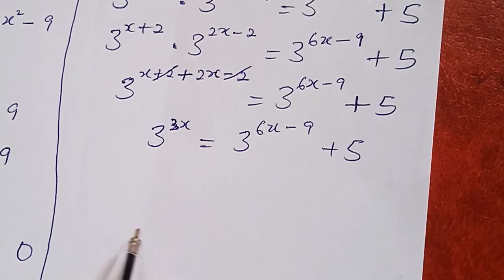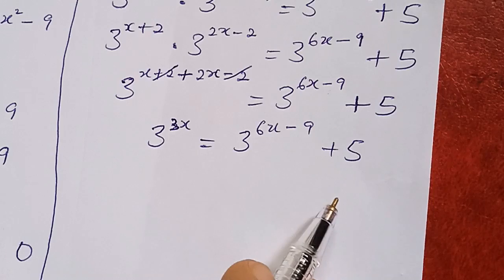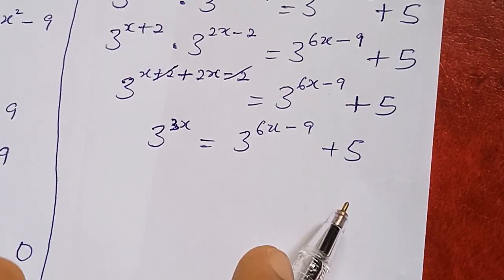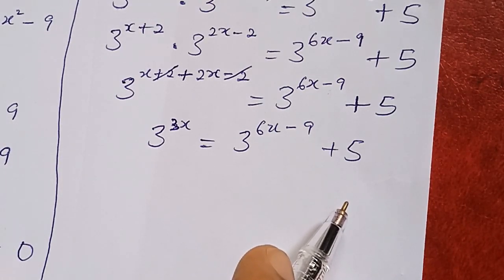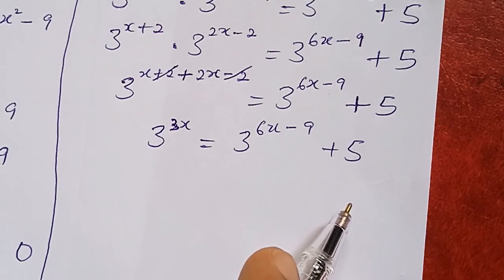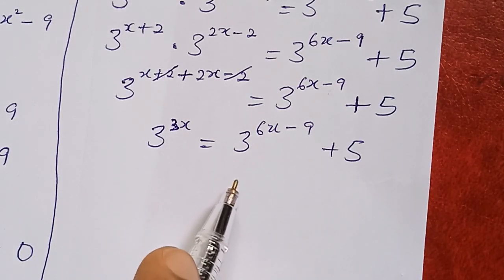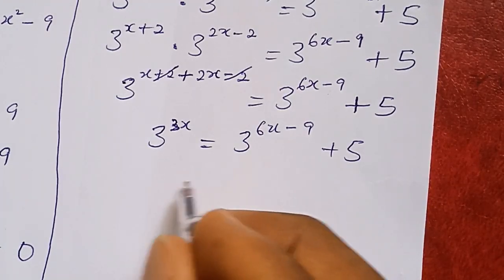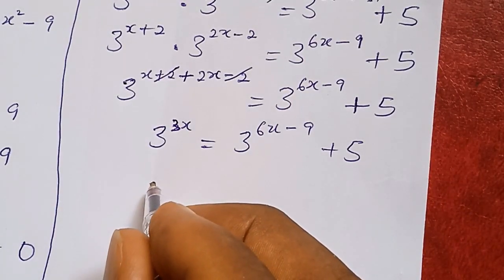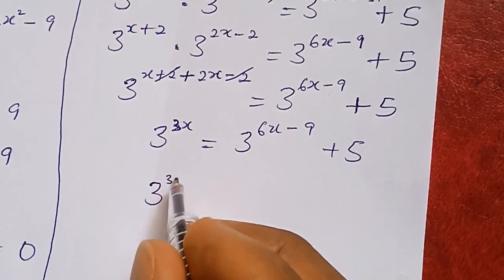So from here, this expression can be solved algebraically. So we have to use the logarithmic approach to solve for the value of x. Okay, we are going to take the log of this expression. So from here, what we need to do at this stage is to simplify this further again. So this can be given as 3 raised to power 3x.